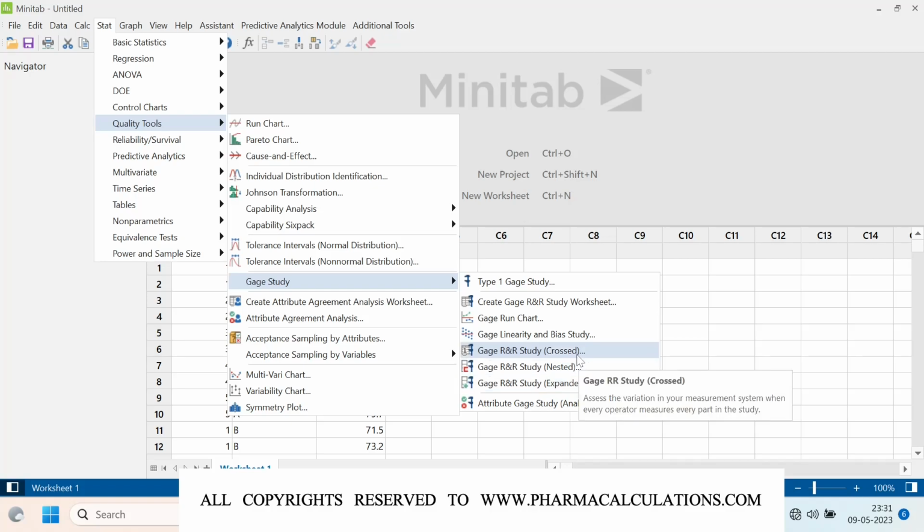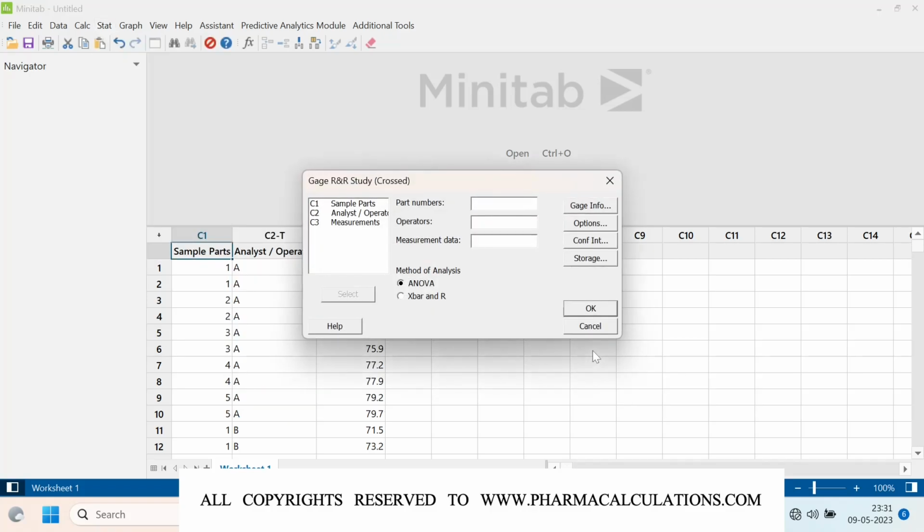So I'll be selecting crossed. Just click on this and in this just select the columns. In this part numbers, so just double click, and coming to this operators, just double click on this, and coming to measurement data, just double click on this.